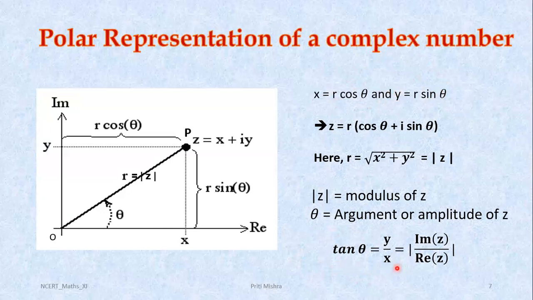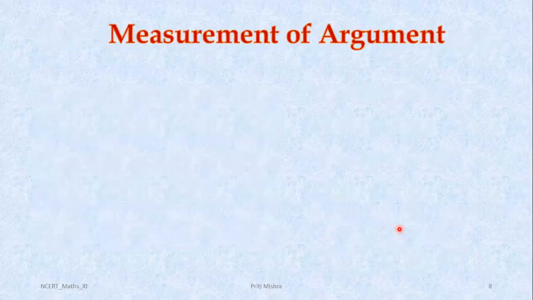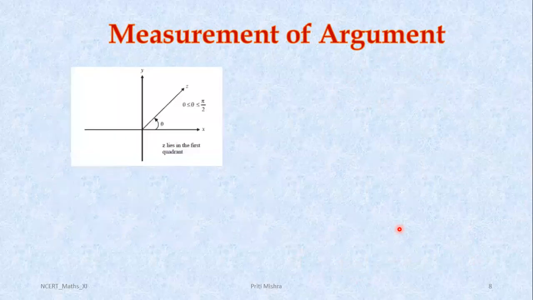So this is the formula which you can use in order to find out the value of argument or amplitude. Now we will discuss how to measure argument. So if we are having angle theta lying between 0 and pi by 2, first you should know that here the real axis or x-axis is representing 0 angle. Then in anti-clockwise direction, gradually we increase the angle.